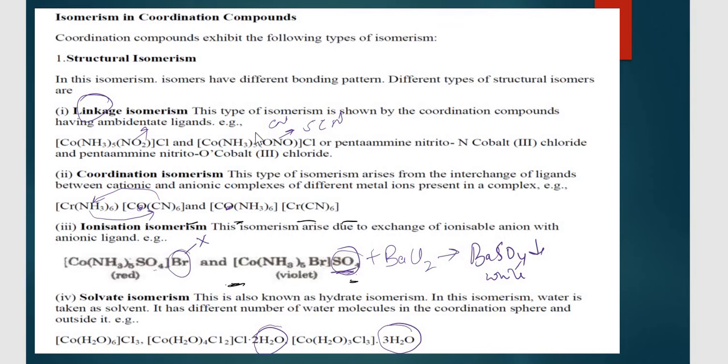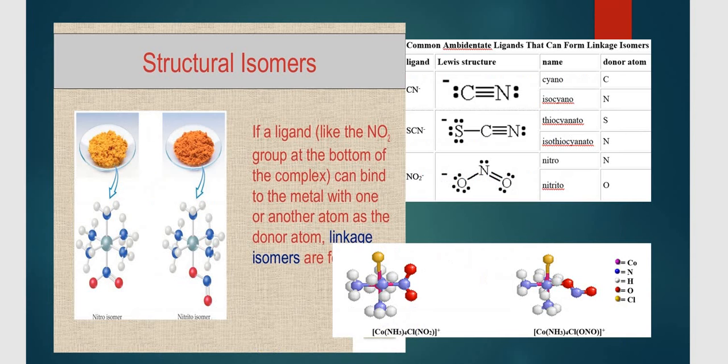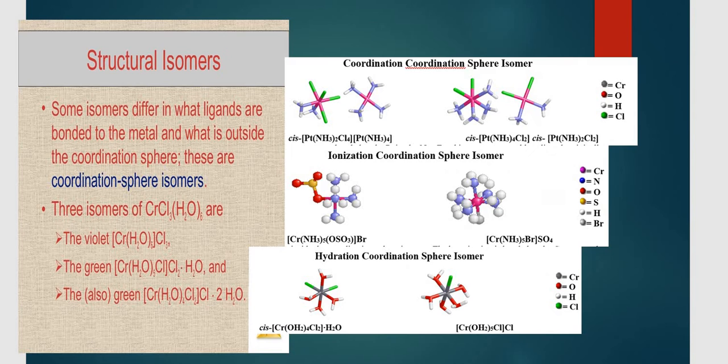So linkage isomers have an ambident nucleophile or ambident ligand. Coordination isomers have different ligands, you just interchange them. Ionization isomers will have different ions outside the bracket. And solvate isomers have a different number of water molecules inside and outside the bracket. This is how these compounds look in 3 dimensions.